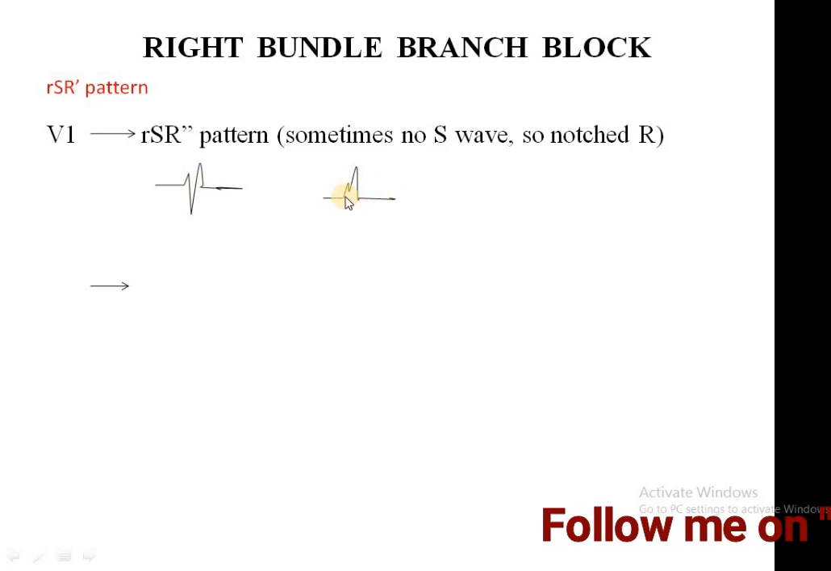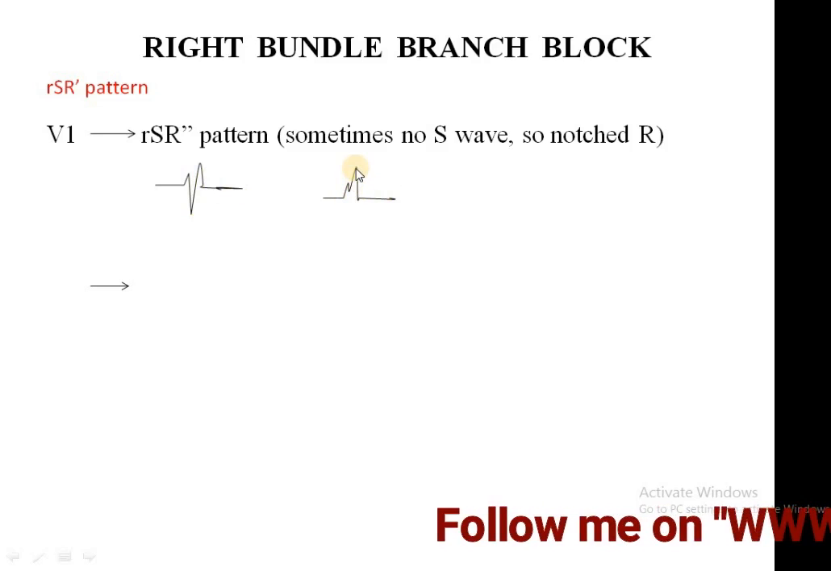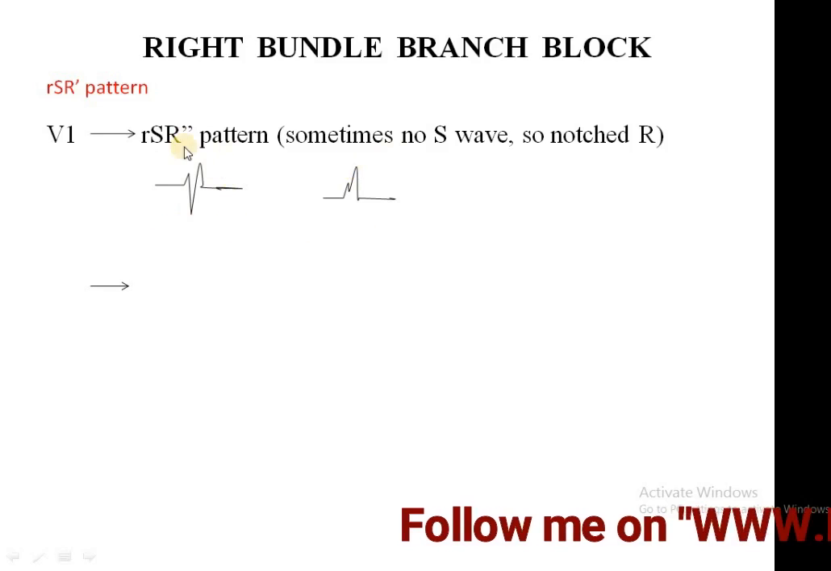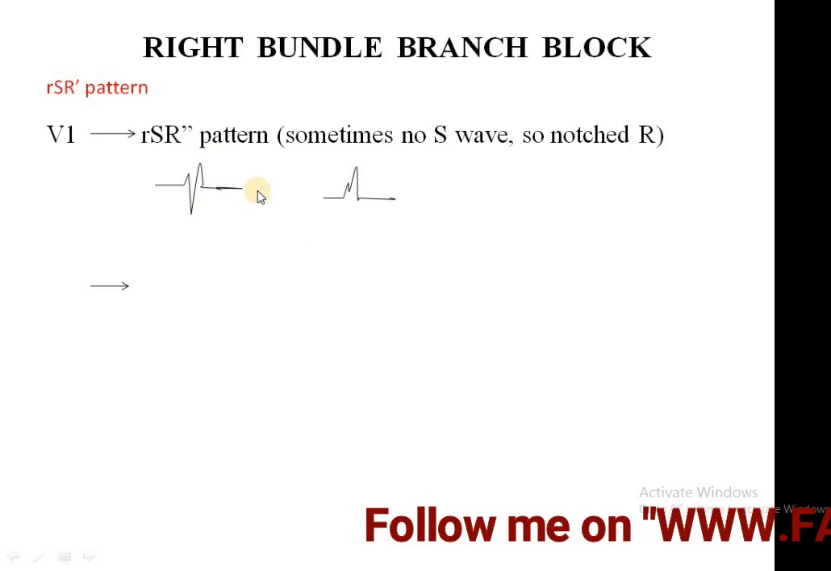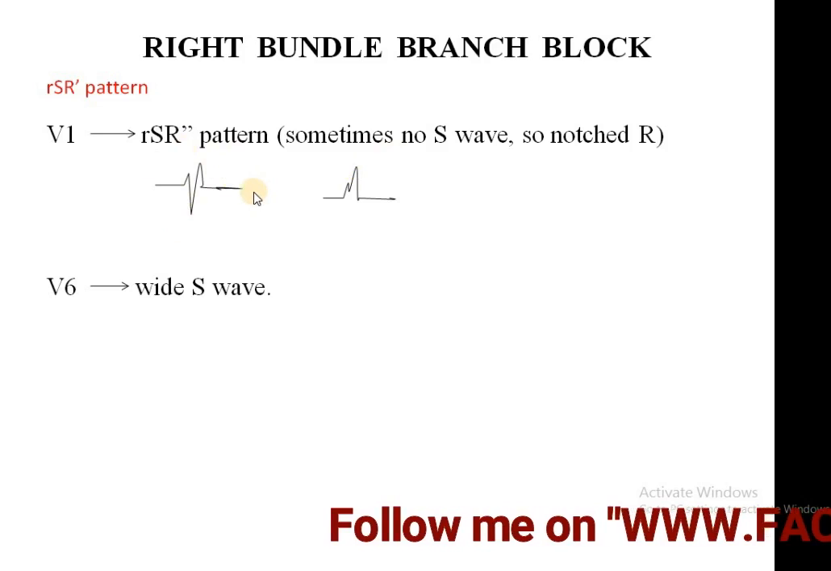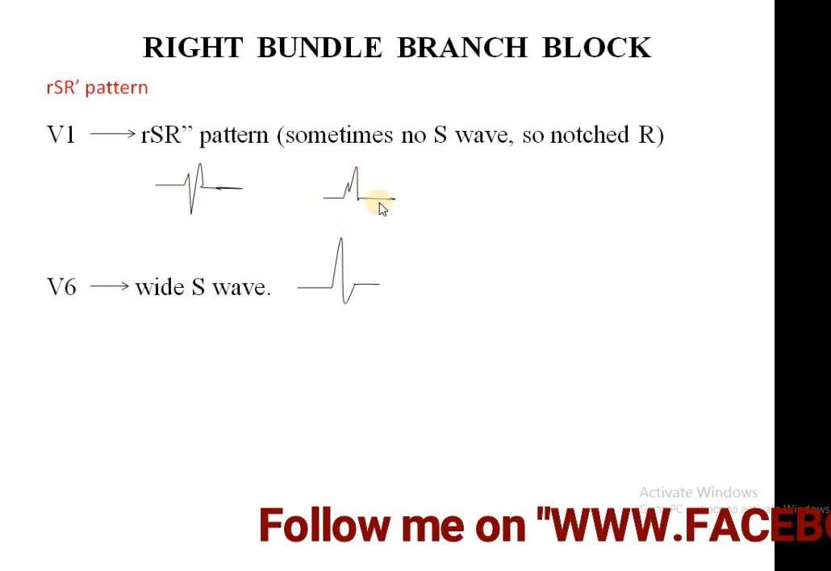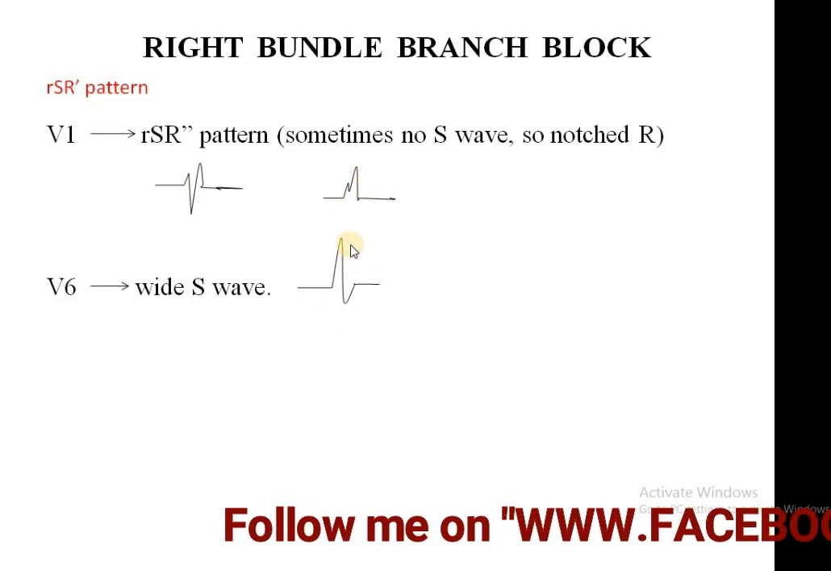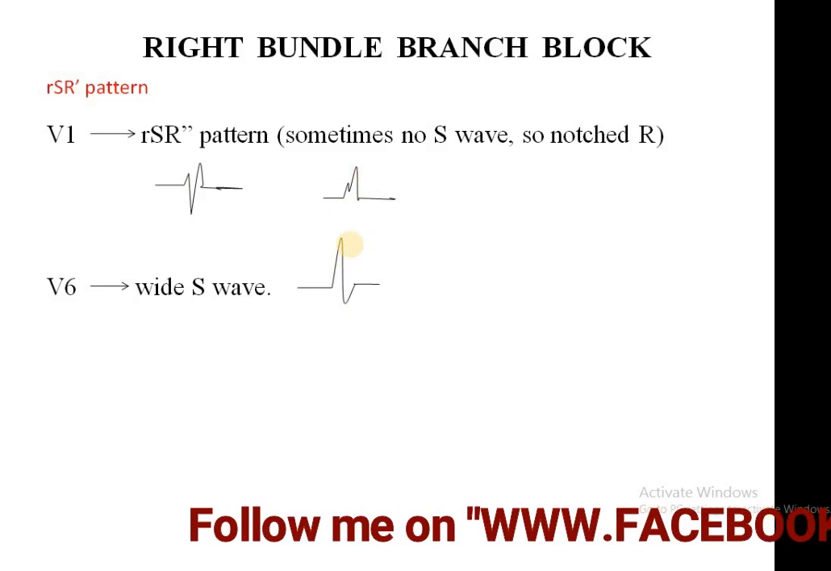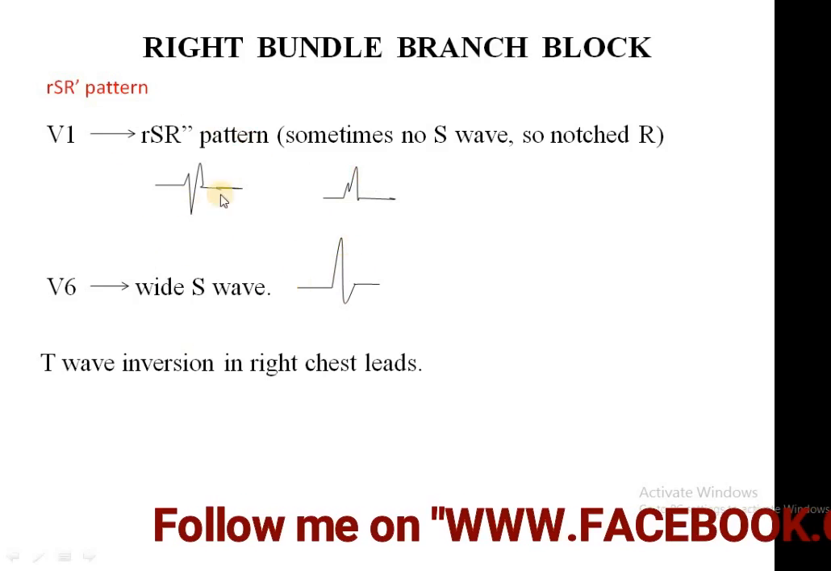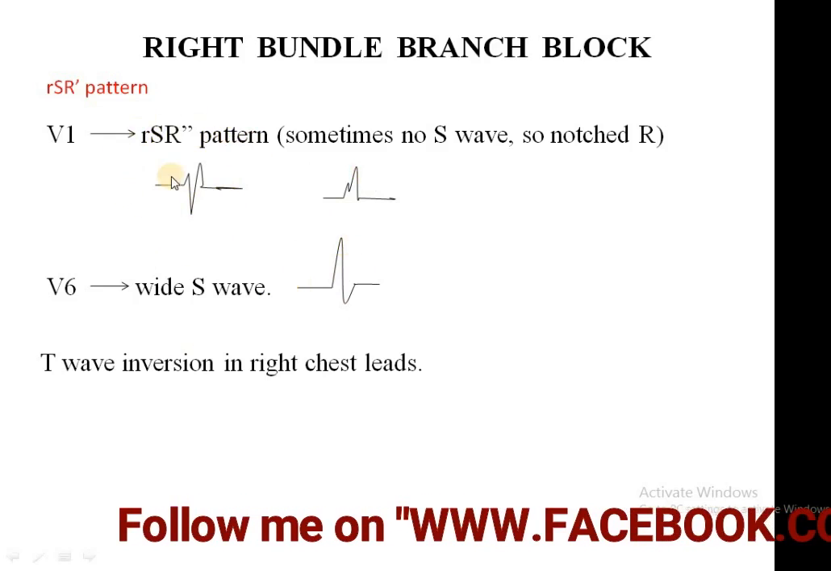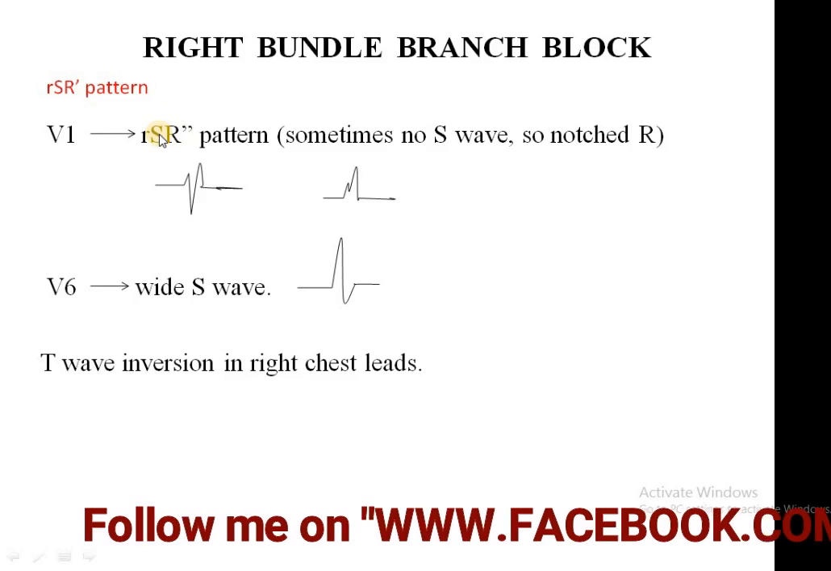And here you are seeing the S wave is not coming down. Here we have the R, a smaller S which is above the baseline, and R dash. So these are the two patterns which you can see in V1. And in V6 we will be seeing a wide S wave. And remember, the QRS will widen in case of right bundle branch block. The third thing, T wave inversion in right side leads, right chest leads, V1, V2 and V3.